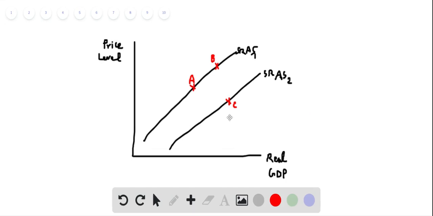Okay, so in this question, we want to consider the short-run aggregate supply curves on the following graph, and more specifically, what would cause the movements from point A to point B or from point A to point C. So let's consider the first one.